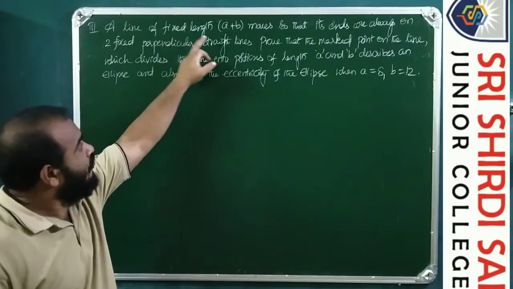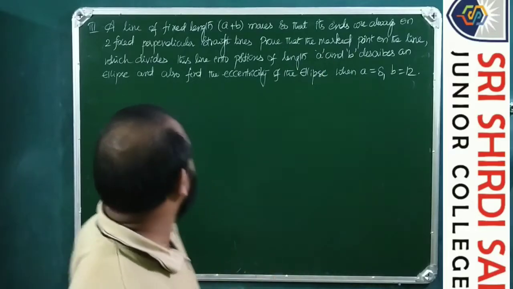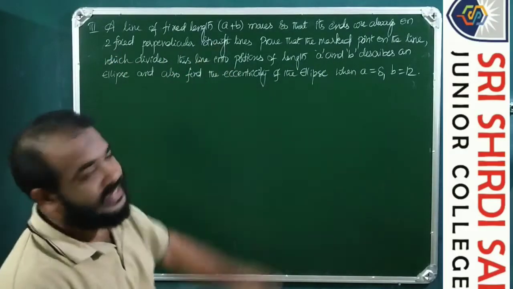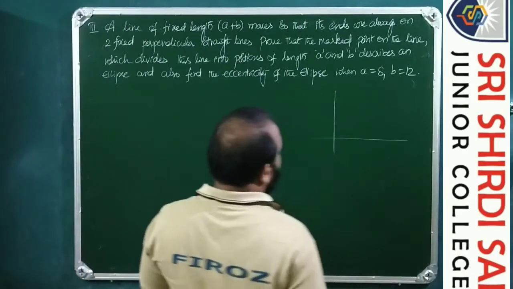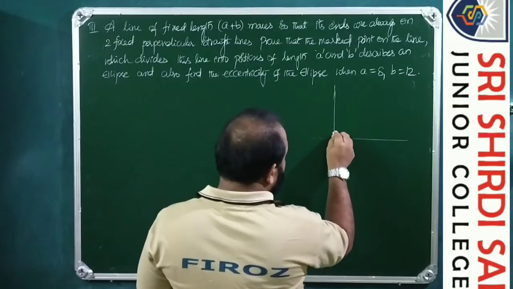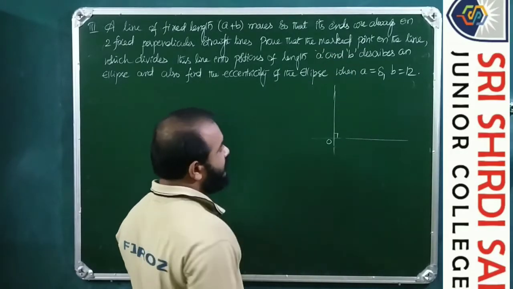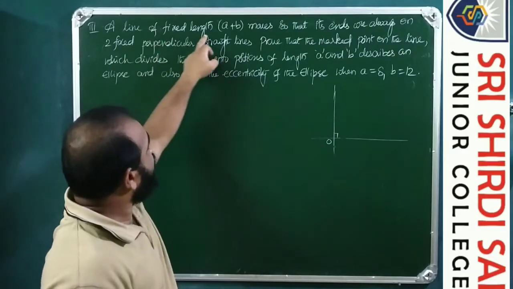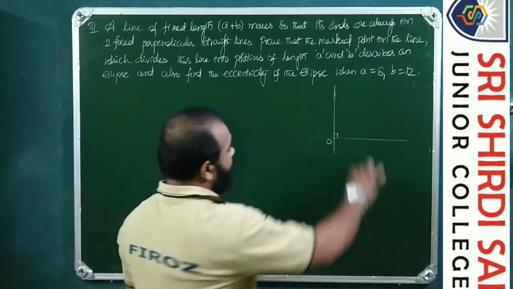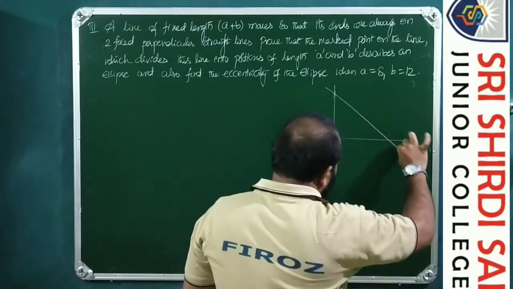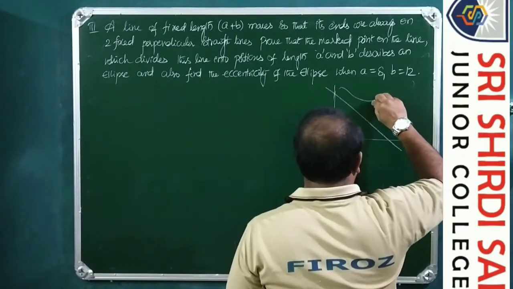A line of fixed length a plus b moves so that its ends are always on two fixed perpendicular straight lines. Let us take these two are the two lines which are perpendicular to each other. Let us take x-axis and y-axis, O being the origin. A line of fixed length a plus b moves so that its ends are always on two fixed perpendicular lines. So, actually there is a line which is of length a plus b is there.